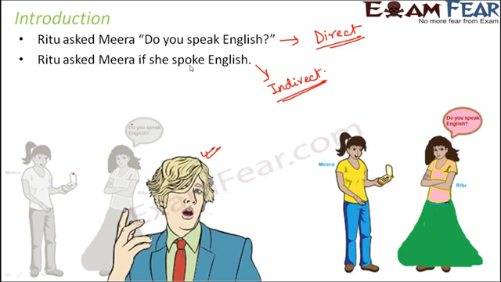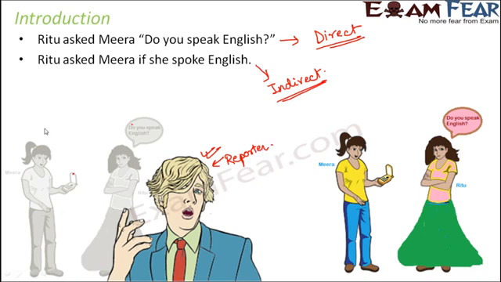For example, here this man is telling that Ritu asked Meera if she spoke English. Now Ritu didn't say she spoke English. Ritu said, "Do you speak English?" So we are not putting it in the exact words as told by Ritu, but we are manipulating it just to show the scenario that happened. So this man here is the reporter because he is reporting the conversation that had happened between Ritu and Meera.